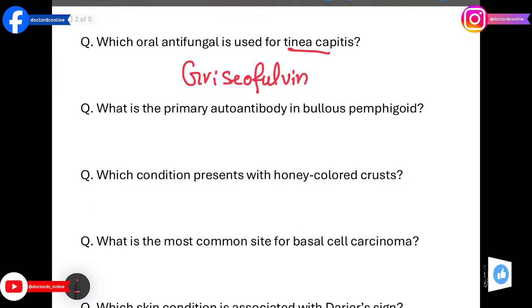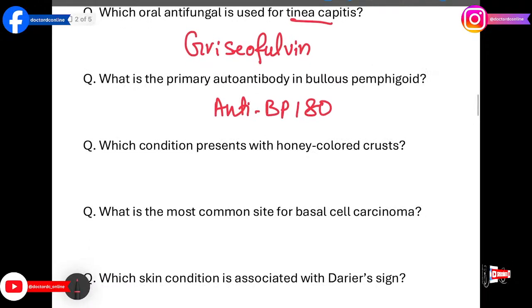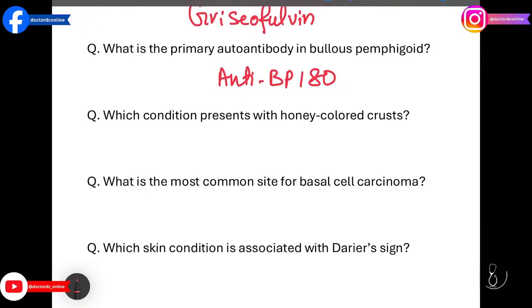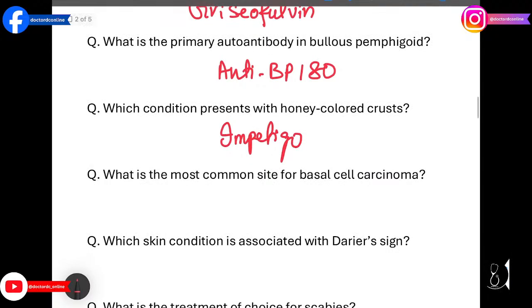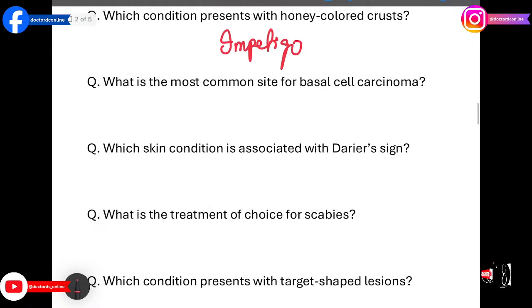What is the primary autoantibody in bullous pemphigoid? Anti-BP180 and BP230 antibodies. This autoantibody targets hemidesmosomes, causing subepidermal blisters in the elderly. Which condition presents with honey-colored crusts? Impetigo. Staphylococcal or streptococcal infection causes these characteristic crusts.